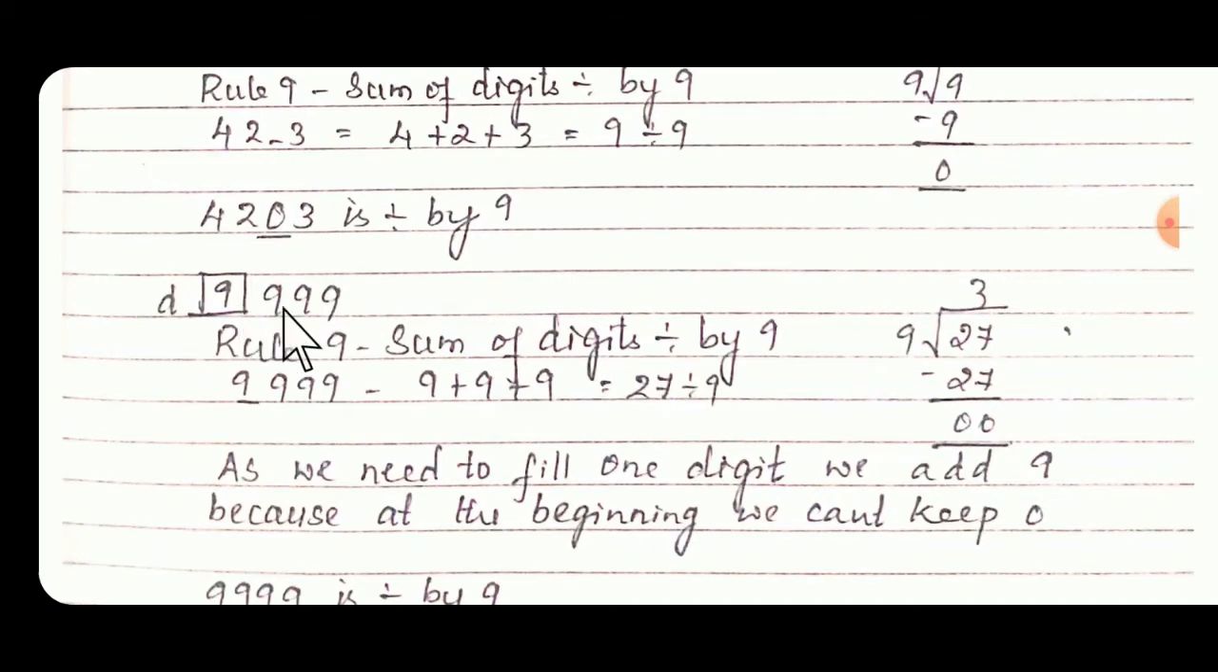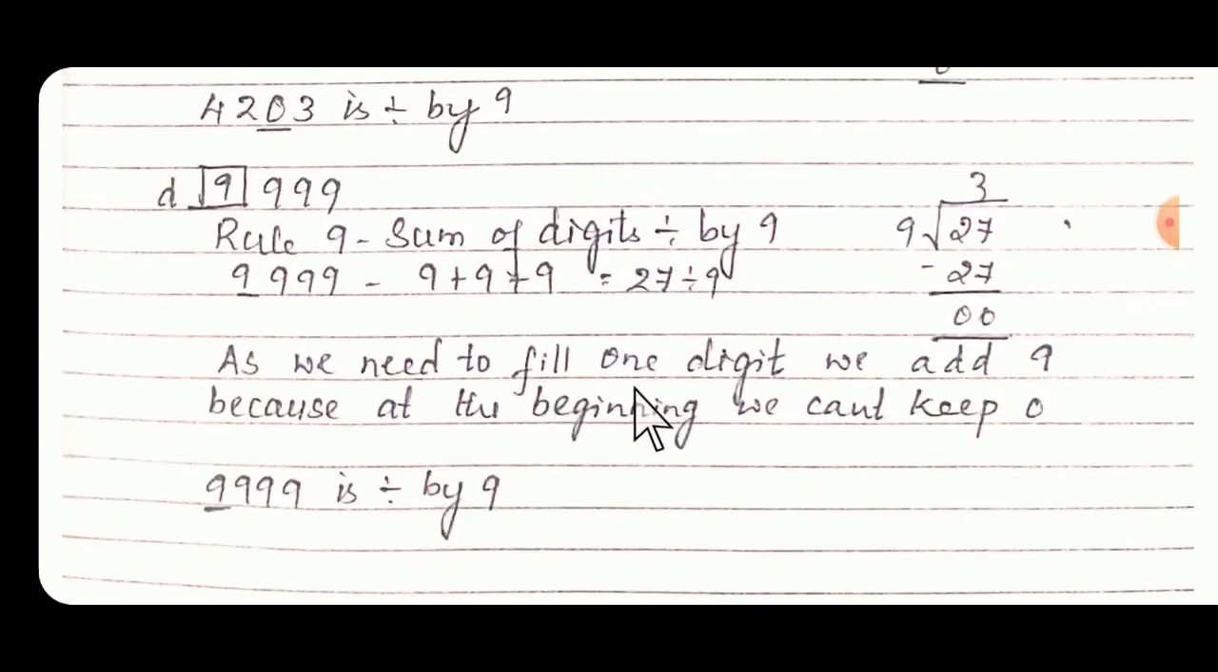And here dash 999 is there. So 9 plus 9 plus 9, it will be 27. But they said what digit should be added so that it is divisible by 9. So if we keep 9 there, that also becomes 36 and that is divisible by 9. As we need to fill one digit, we add 9 because at the beginning we can't keep 0. So we write there 9999 and that number is divisible by 9.